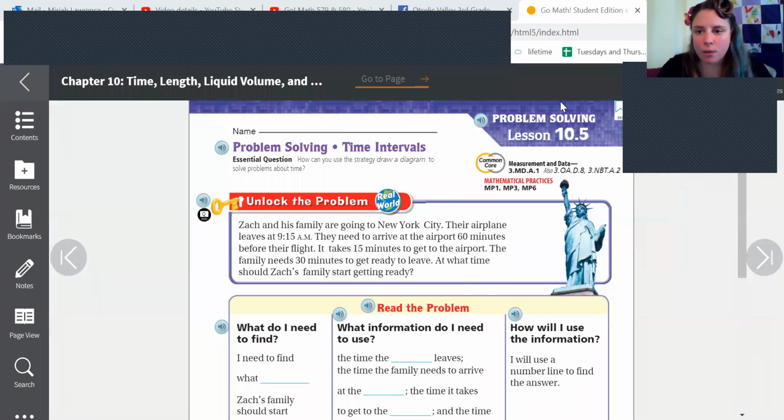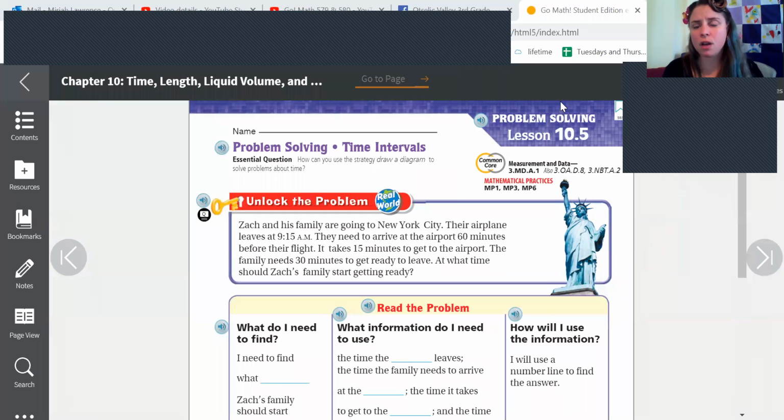All right, we are doing more time intervals, and this time we're doing problem solving, which I mean is pretty much what we've been doing the whole time, but this is a little bit more intense. So our essential question for today is, how can you use this strategy, draw a diagram, to solve problems about time? And remember, when you draw a diagram, it just means to draw a picture.